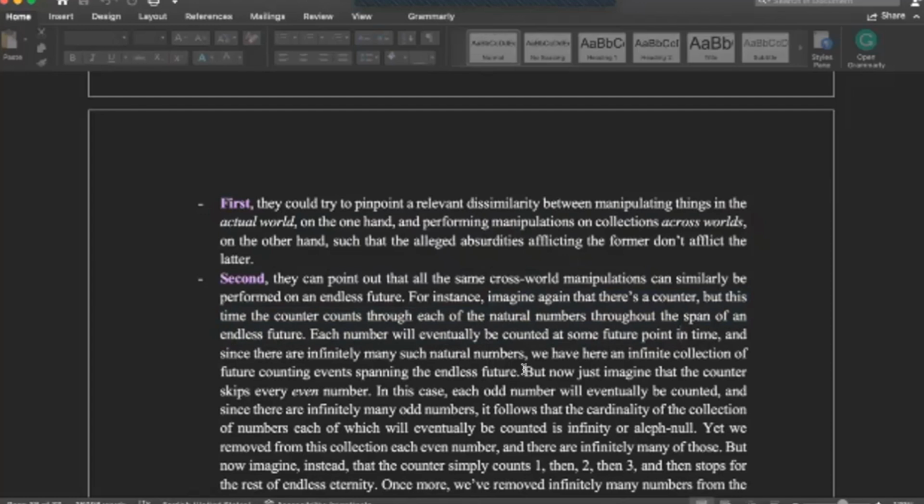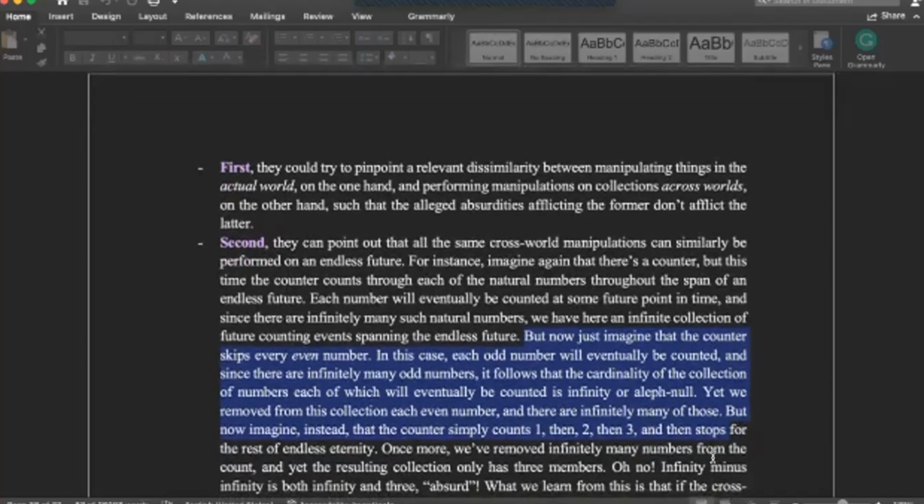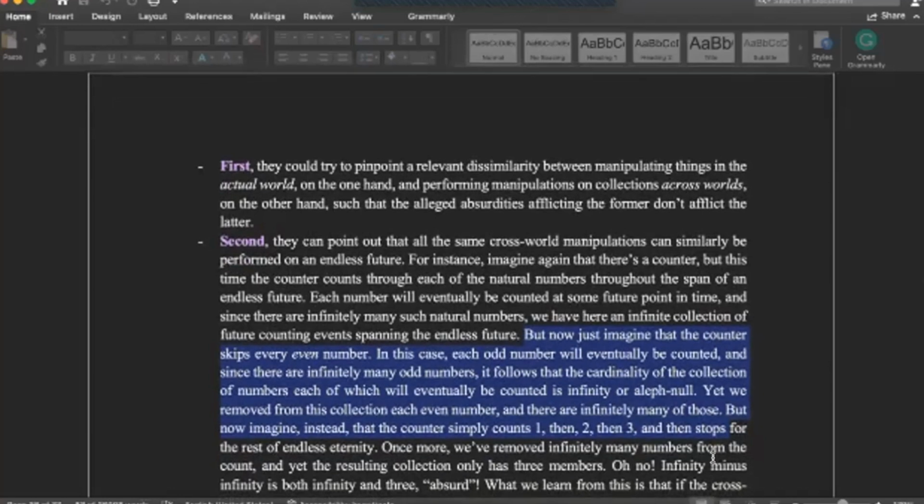But now just imagine that the counter skips every even number. In this case, each odd number will eventually be counted. And since there are infinitely many odd numbers, it follows that the cardinality of the collection of numbers, each of which will eventually be counted, is infinity, or Aleph null. Yet we remove from this collection each even number, and there are infinitely many of those. But now imagine, instead, that the counter simply counts 1, then 2, then 3, and then stops for the rest of endless eternity. Once more, we've removed infinitely many numbers from the count, and yet the resulting collection only has 3 members. Oh no, infinity minus infinity is both infinity and 3.